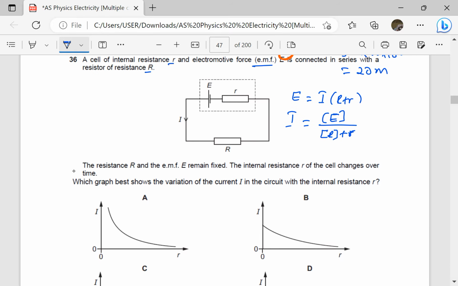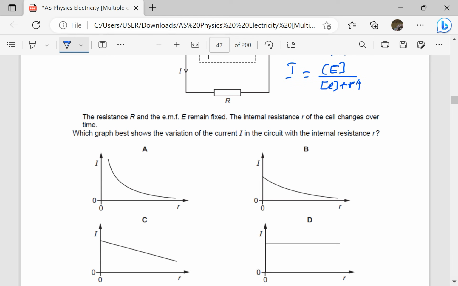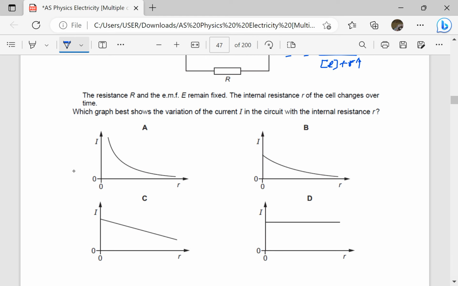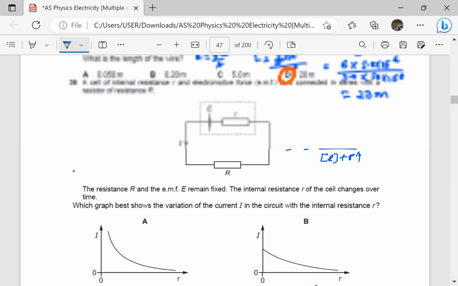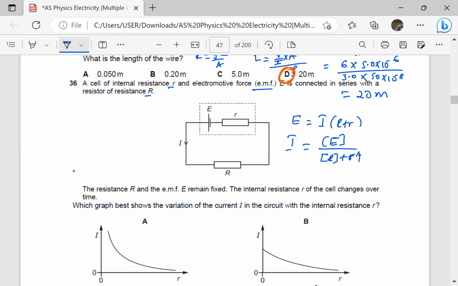So if internal resistance increases, of course it means the denominator is going to be bigger, so the current must decrease. If we see in a graph where the current is constant or increasing, then that is wrong. So this one is wrong, because this one is showing the current is remaining constant. But then this variation here cannot be linear. Yes, the current is decreasing, but this variation cannot be linear.